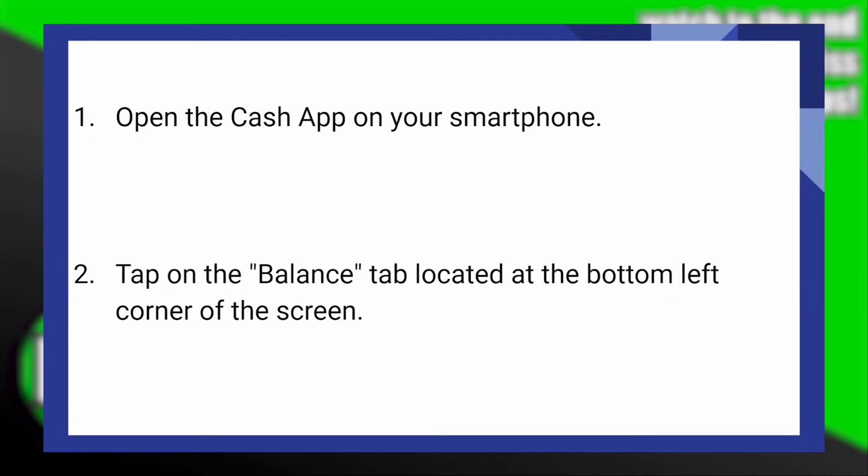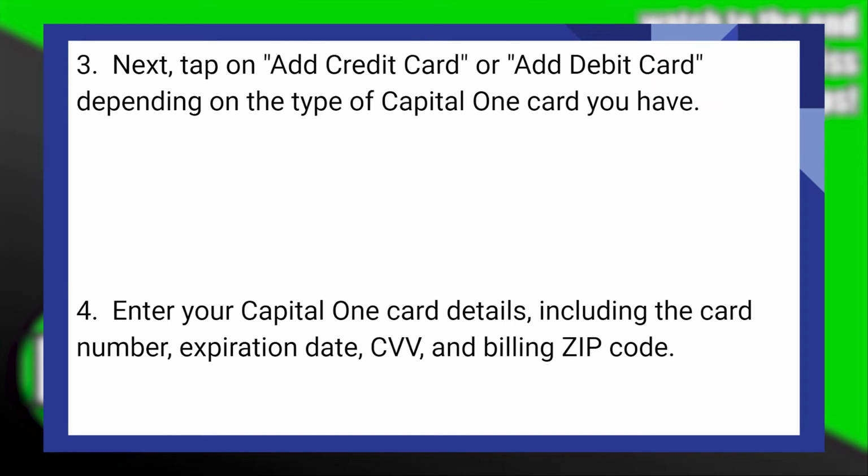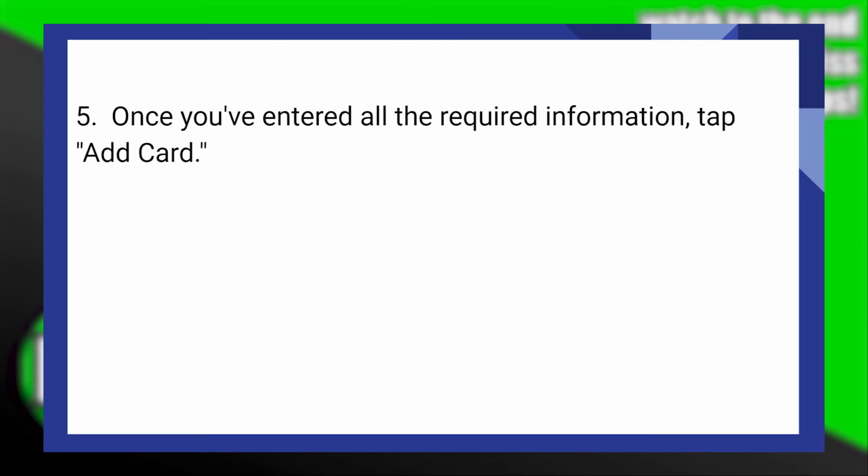Then, tap on the Balance tab in the screen's bottom left corner. Next, tap on Add Credit Card or Add Debit Card, depending on the type of Capital One card you have. Then enter your Capital One card details, including the card number, expiration date, CVV, and billing zip code. Once you have entered all the required information, tap on Add Card.